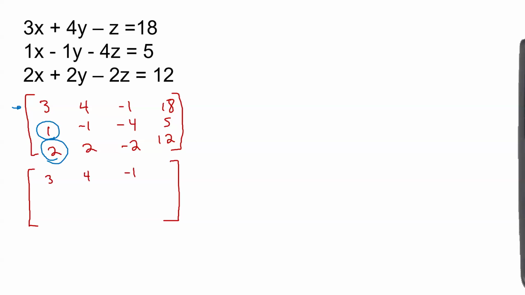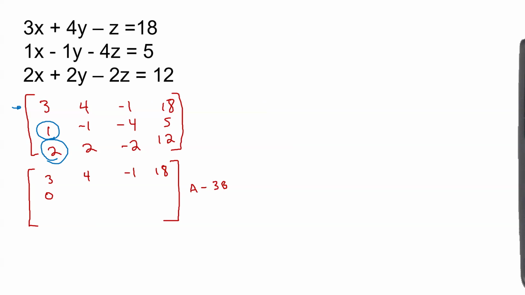3, 4, -1, 18 — I didn't do anything to the top row. Now I need to do something to get a 0 right here and eventually a 0 right below it. So what I'm going to do is 3 minus 3 times 1 would give me a 0 there. So right here, I'm going to take the top number minus 3 times the middle number there. 3 minus 3 times 1 would be a 0. Got to do that all the way across.